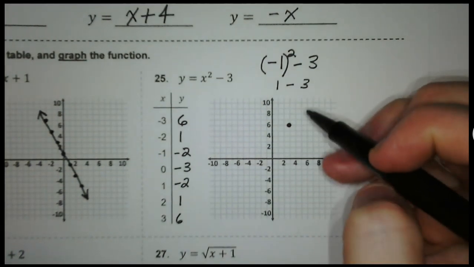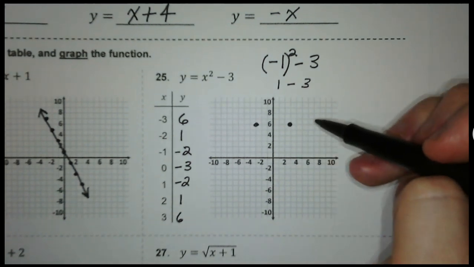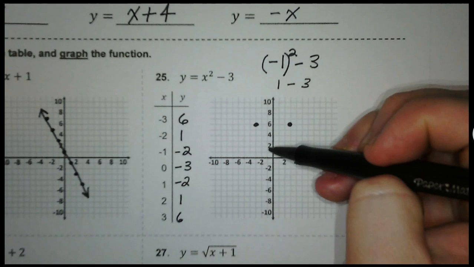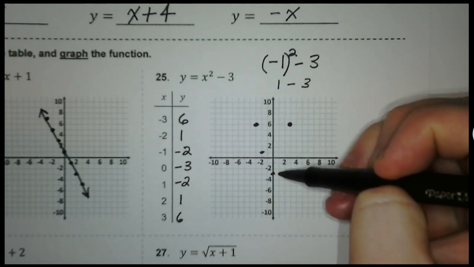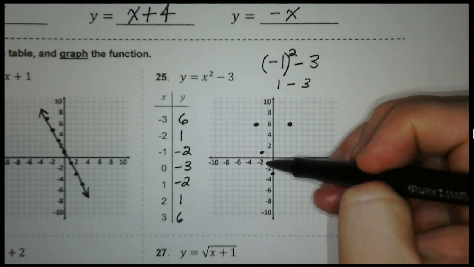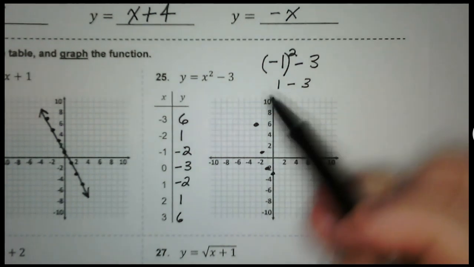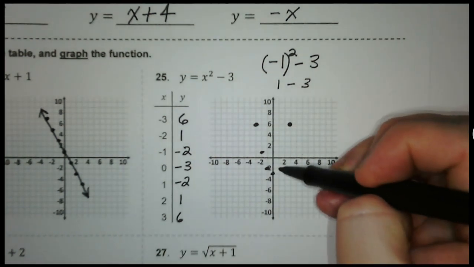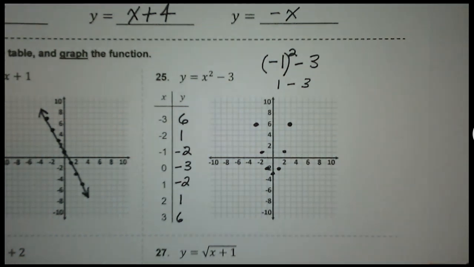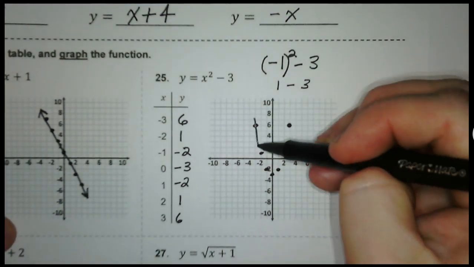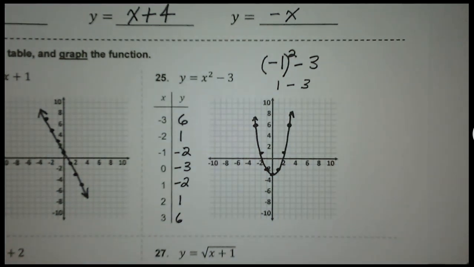So -3, 6 should be there. -2, 1 should be there. 0, -3. Well, I actually forgot one. -1, -2 is right there. Where did I leave off? So I need to do 1, -2. I need to do 2, 1. Okay, so here we go. There are those dots, and this ends up being a U shape.